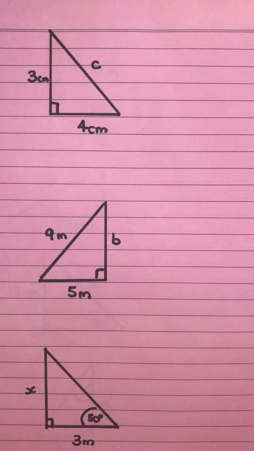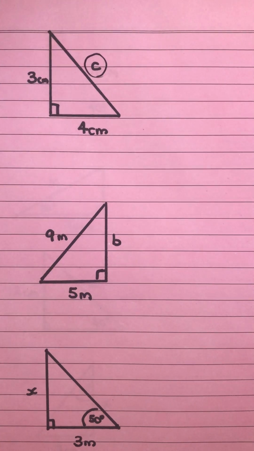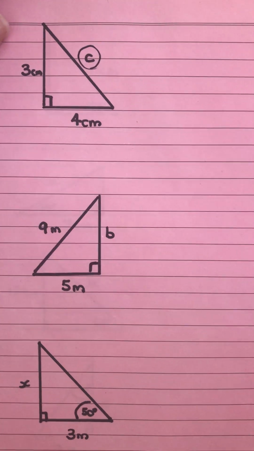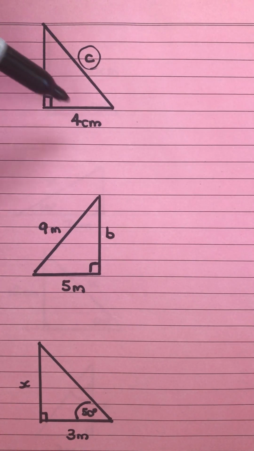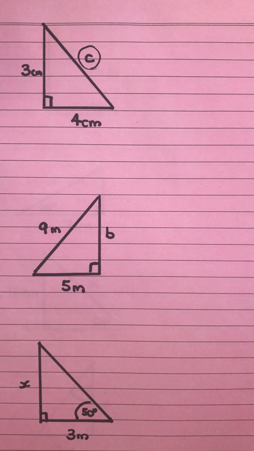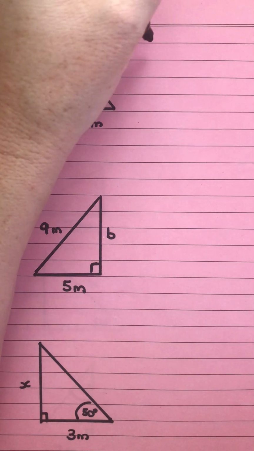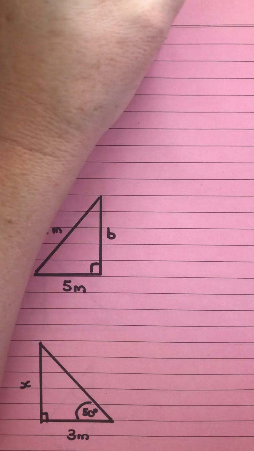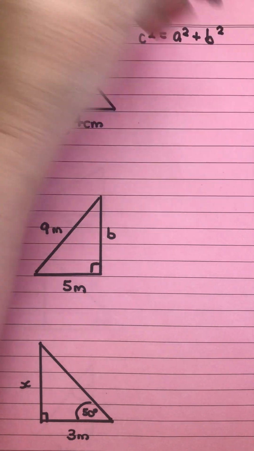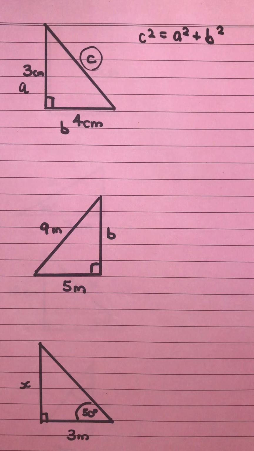So firstly, I always start by labeling my triangle. Now, in this case, we've been given the C. That's our hypotenuse. And then we can choose to put the A or the B on 3 or 4. It doesn't matter which we choose in Pythagoras theorem for A and B. It's only the C that matters. So I'm going to choose an A here and a B here. So I'm then going to write my rule. So I'll write my C squared equals A squared plus B squared. Now I do have some students who like to write it as A squared plus B squared equals C squared. That's totally fine as well.